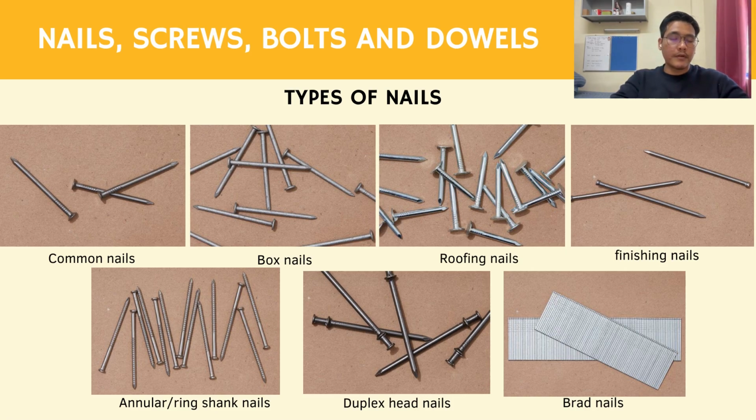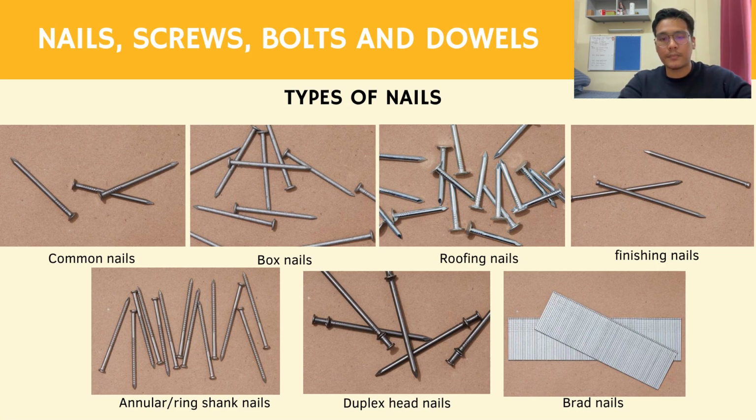Thirdly, we have roofing nails, which are used to fasten shingles, roofing felts, or even sheet metals to woods. Fourth, we have finishing nails. They have a slim and small rounded head, so they are used for decorative or even exposed timber, as they can be hammered flush to the surface. Fifth, we have annular, also known as ring shank nails, which are commonly used for installing subflooring. This is to prevent squeaking, as they have extra holding power.